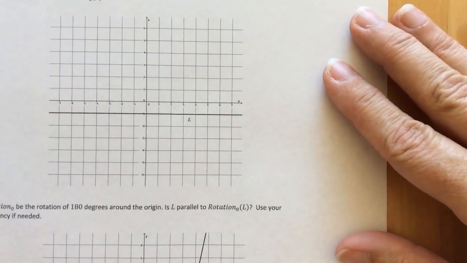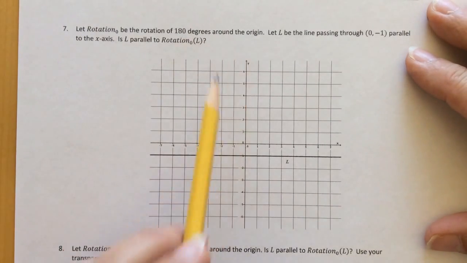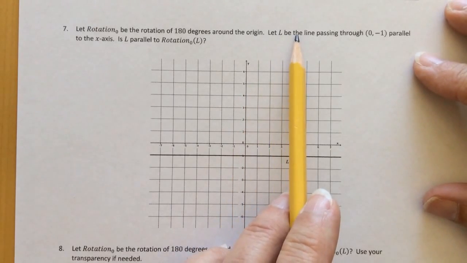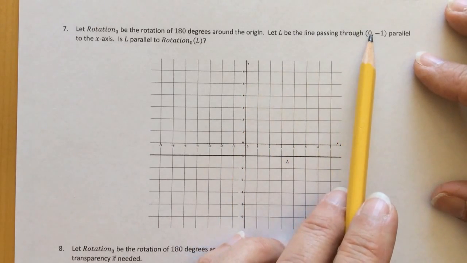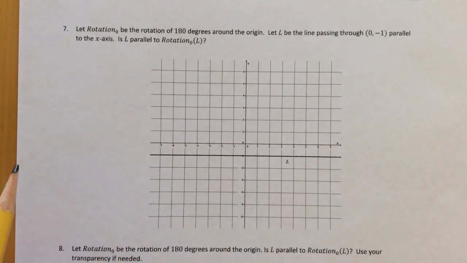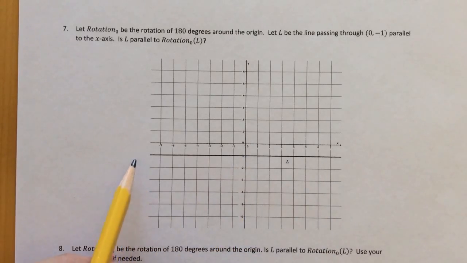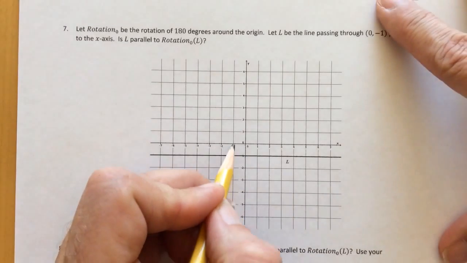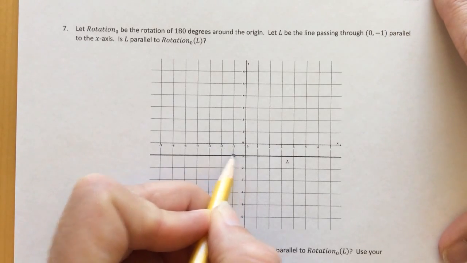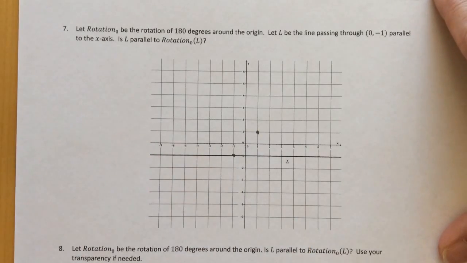Exercise 7 again is, let's see, same rotation, 180 degrees around the origin. Let's let line L be a line passing through 0, -1, and parallel to the x-axis. So here's that point, 0, -1. Here's my parallel line. Let's use a couple points here and rotate them. -1, -1 is going to rotate up here to +1, +1.